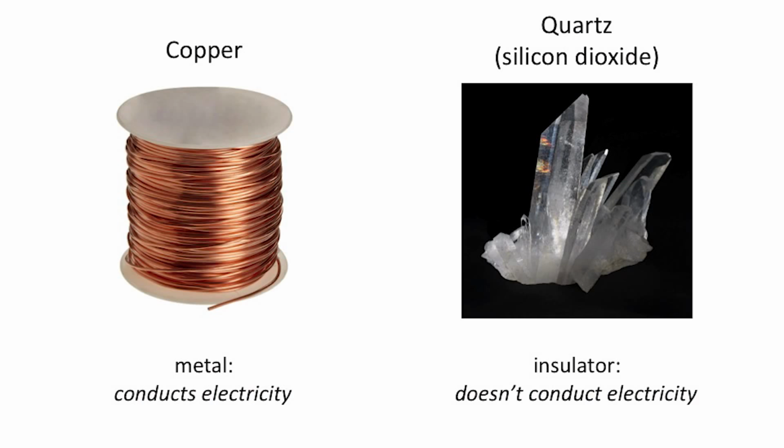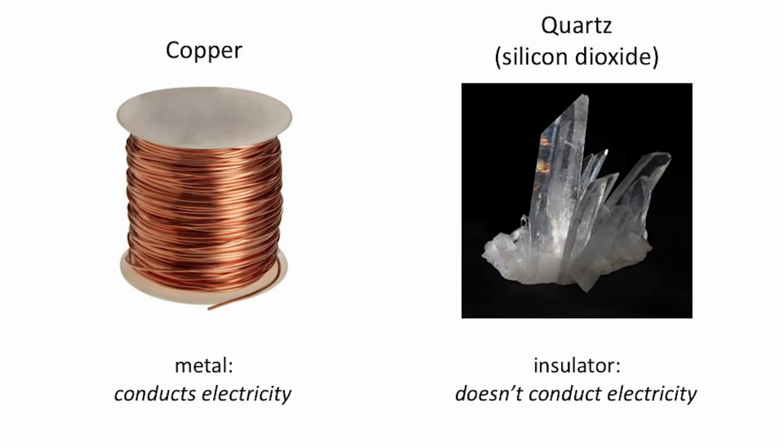So metals are things that conduct electricity. They're materials like copper or silver or aluminum. They are conductors. They also tend to be ductile. So there are other properties associated with metals. And insulators are materials like quartz or silicon dioxide, which is the basic component of glass, or diamond or Teflon. Those are things that don't conduct electricity. They tend to be also brittle materials.